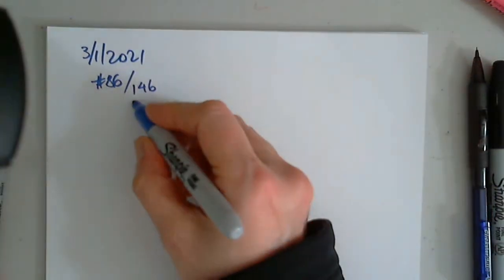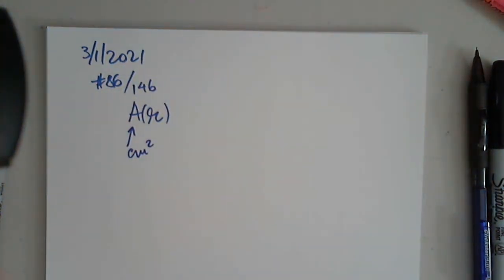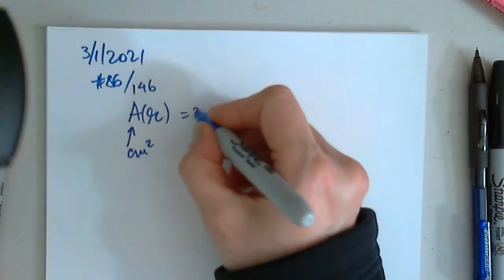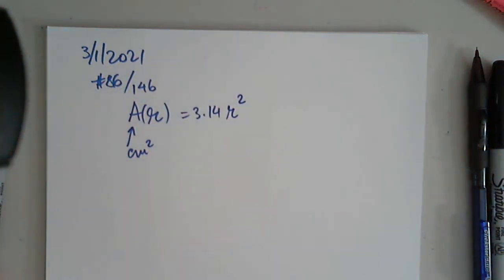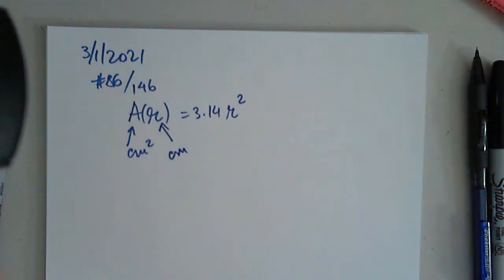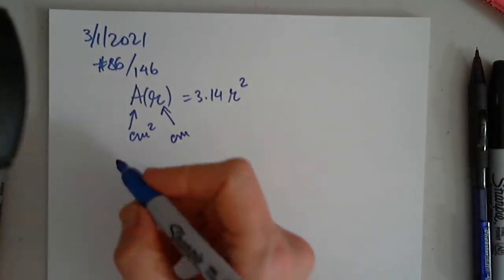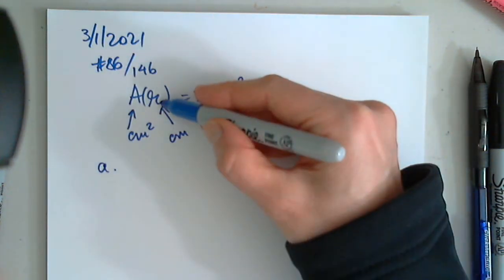The area A in square centimeters of a healing wound is approximately A of R, in square centimeters so I don't forget, equals pi, which is approximately 3.14, times R squared, where R is the wound's radius in centimeters, and R in centimeters so I don't forget. Find the rate of change of the area with respect to the radius. So that's part A. This is the y variable, this is the x variable.